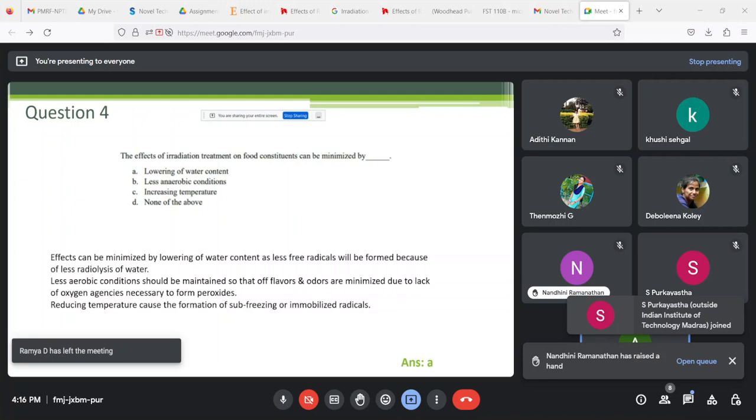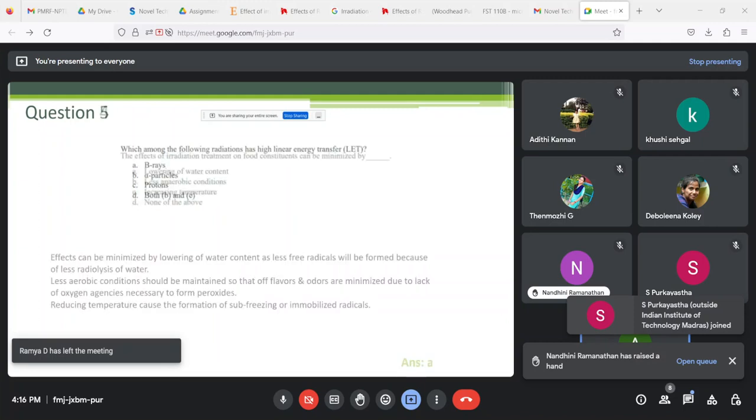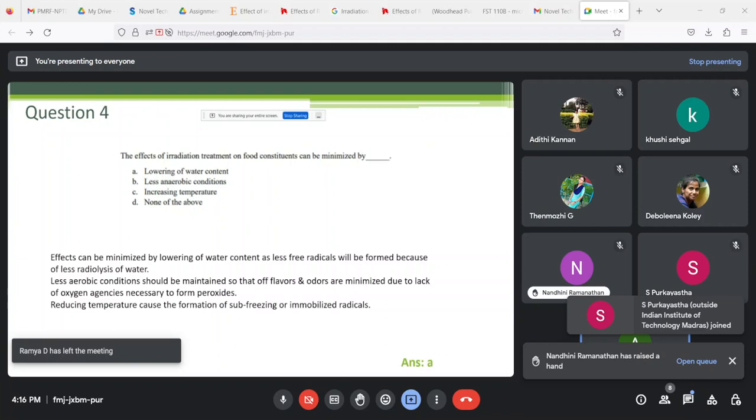If you increase the temperature, then yes, it might result in the microorganisms getting destroyed as well. But that will also cause damage to your food constituents, so you don't want that. And if you increase the temperature, your free radicals will start diffusing very rapidly, and you don't want that as well, because then it will catalyze more reactions and damage the food more. So the answer is option A, lowering of the water content.